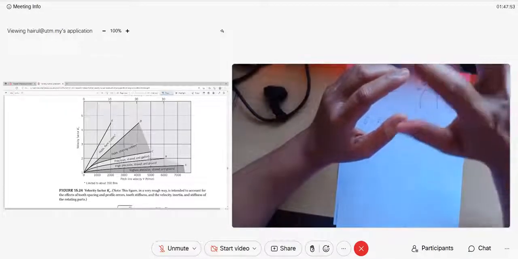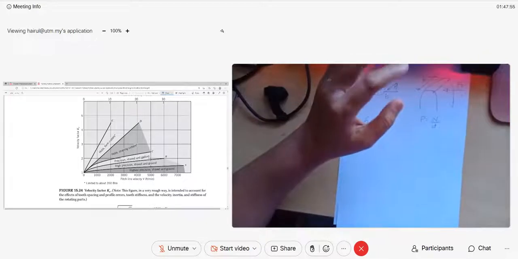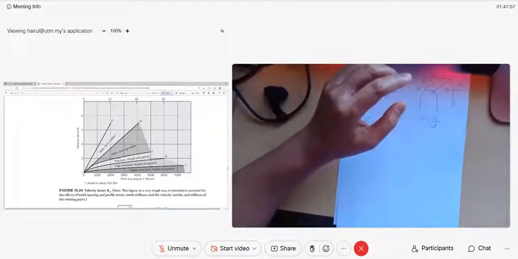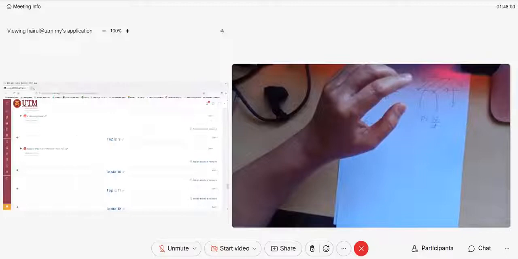It means the gear tooth after they are hobbed. Normally gears, you know what is hobbing, guys? Gear hobbing is the process of making a gear like this.